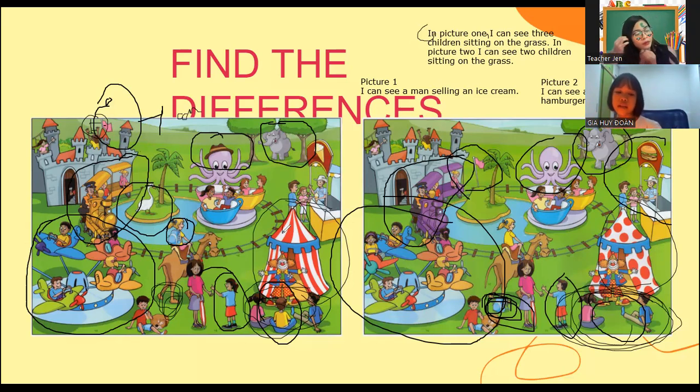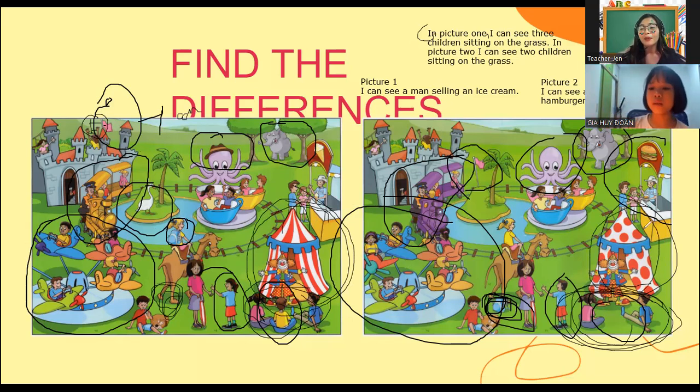The tent in picture one is stripes. In picture two, it has dots. In picture one, the tent is striped. In picture two, the tent has polka dots.